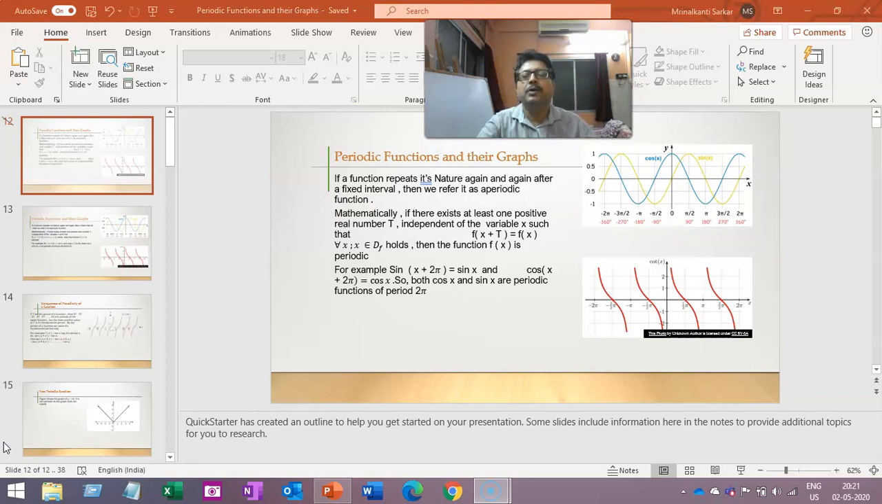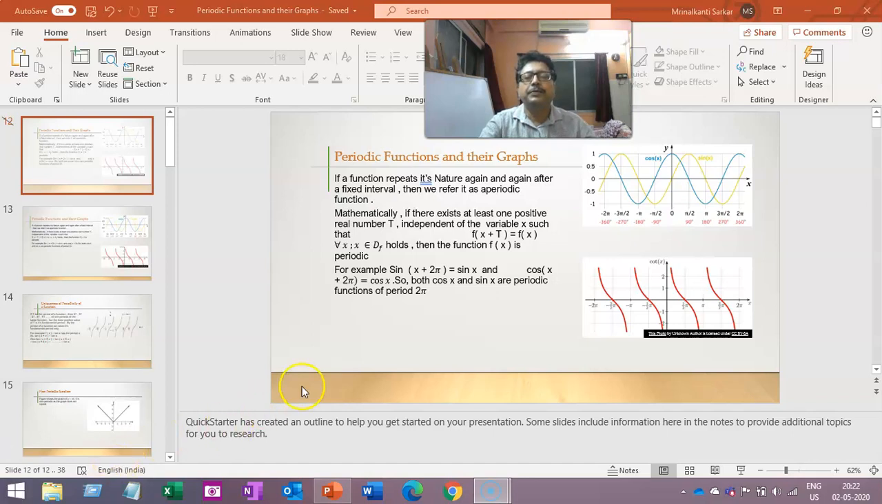So if a function repeats its nature again and again after a fixed interval, then we refer to it as a periodic function. Mathematically, for a periodic function, there exists at least one positive real number. Don't say integer, because integer may not occur always. Positive real number t, independent of the variable x, such that f of x plus t will be equal to f of x for all x, where x is an element from the domain of the function, and the function f(x) is said to be periodic.